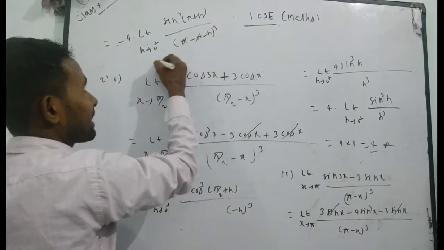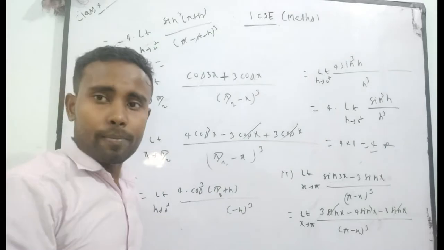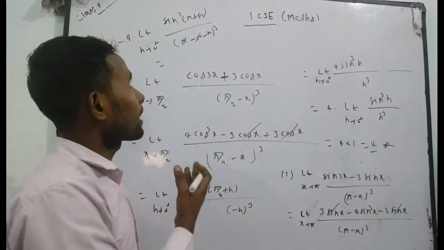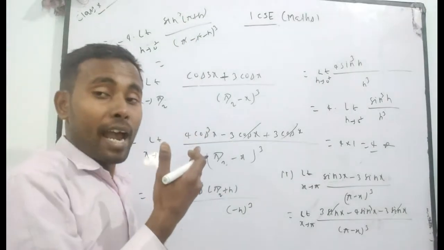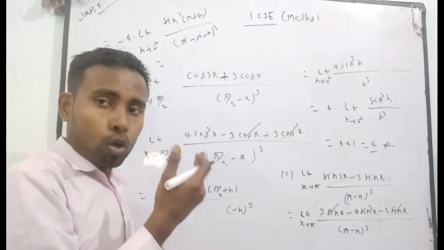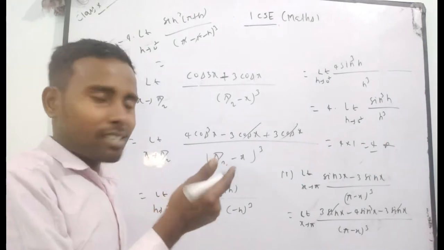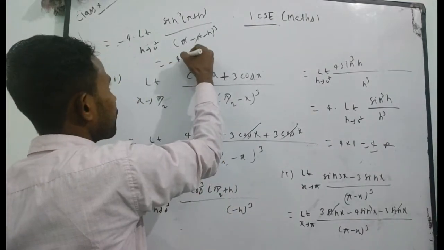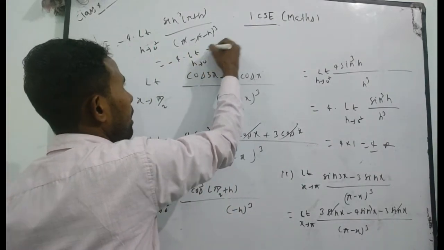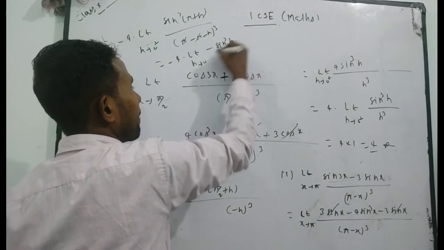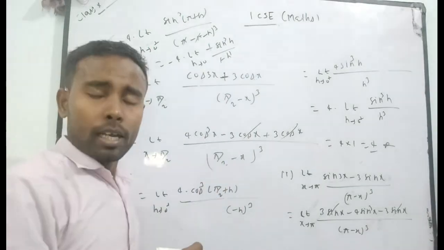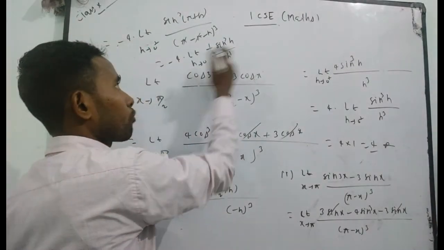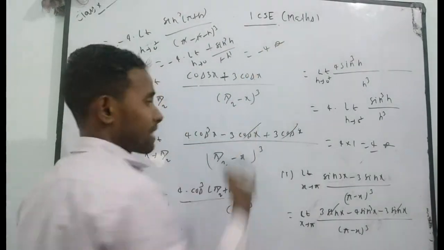In that case pi cancels, and sin(pi + h) is equal to what? It lies in the third quadrant, so sin(pi + h) is equal to minus sin h. It will be minus (sin(-h)) whole cube. Sin(-theta) is equal to minus sin theta. So I want to directly write minus 4 times limit h tends to 0 of minus sin cube h divided by minus h cube. Minus, minus cancel, and sin cube h by h cube tends to 1 when h tends to 0. So finally it will be minus 4, which is your required answer.